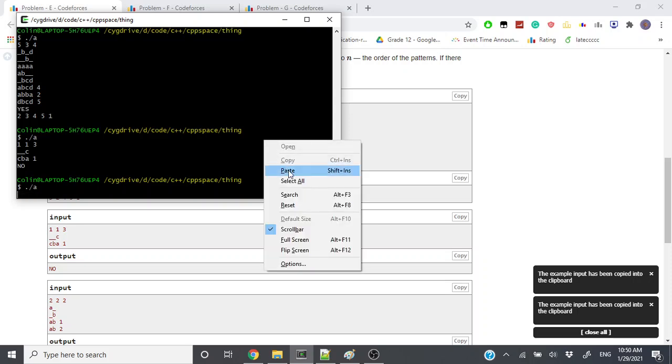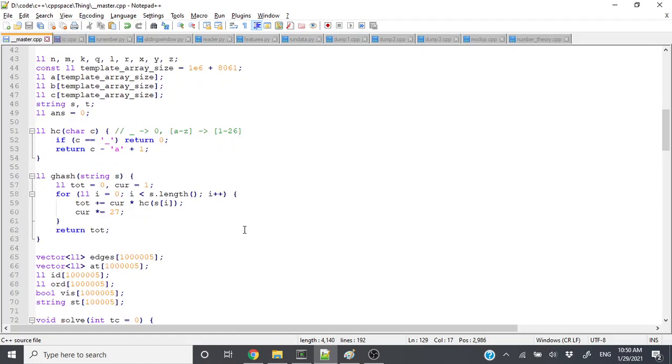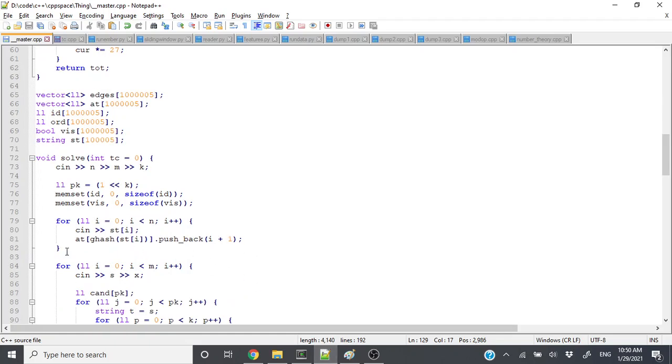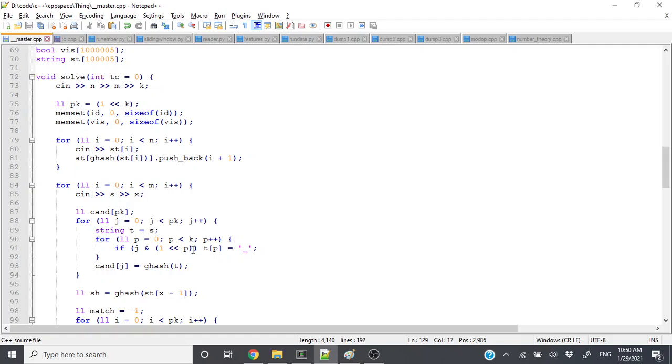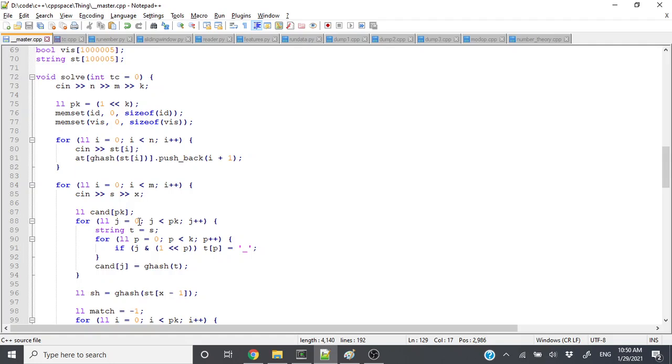No, and we should have no. Okay, let's check everything. First, the character hash does exactly what we want. The string hash does exactly what we want. I think we tested those both. Yep, so N, M, K values are at most 10 to the fifth. So for I up to N, hash it. For I up to M, read in the values, and so this is like 25 times 2 to the 4th times 4. Yeah, that's fine. I only have 2 seconds.